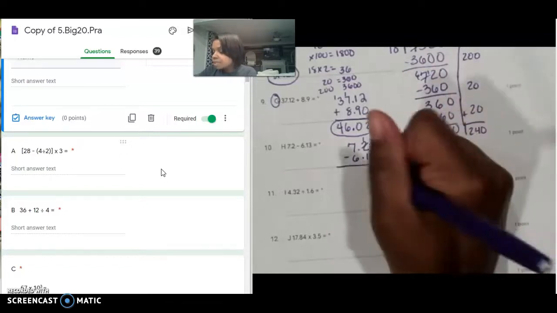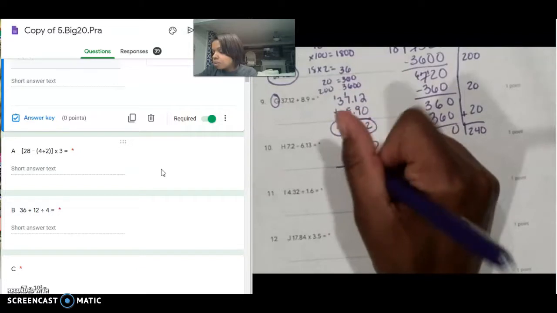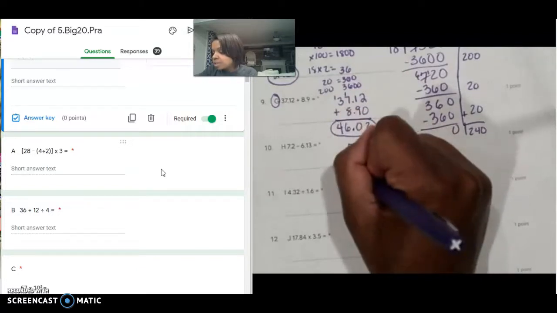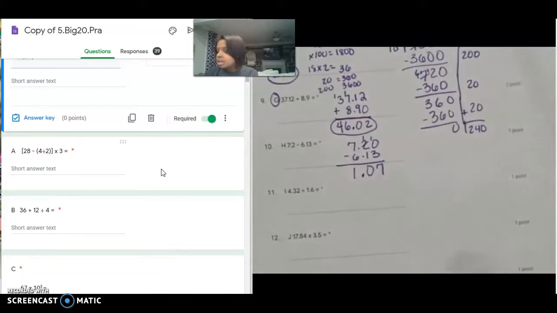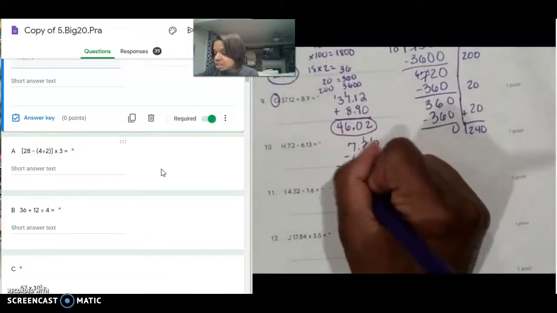So 3 from 10 is 7. 1 from 1 is 0. Bring down my decimal, sorry about that, and then 1. So my final answer is 1 and 7 hundredths.